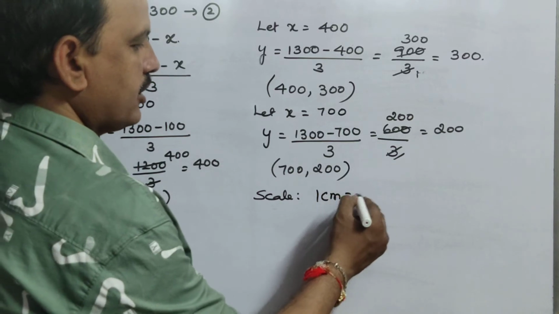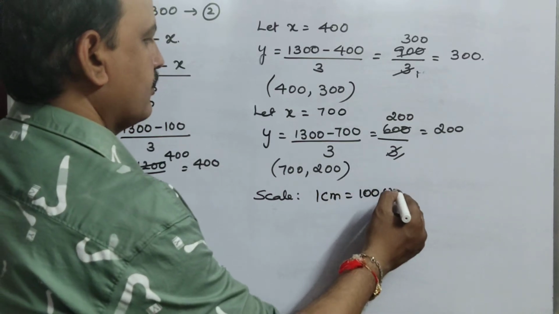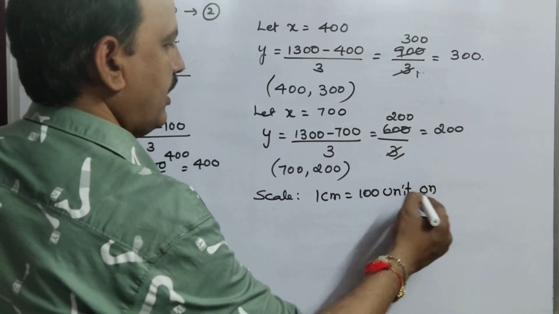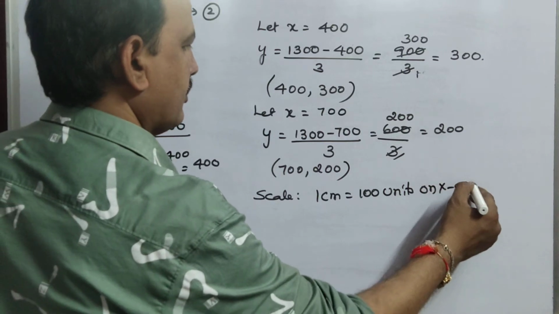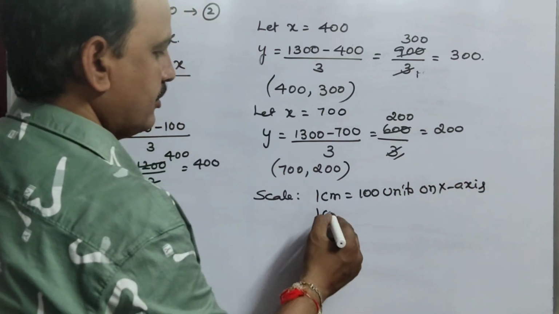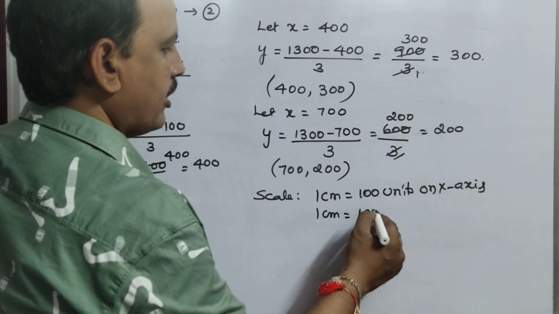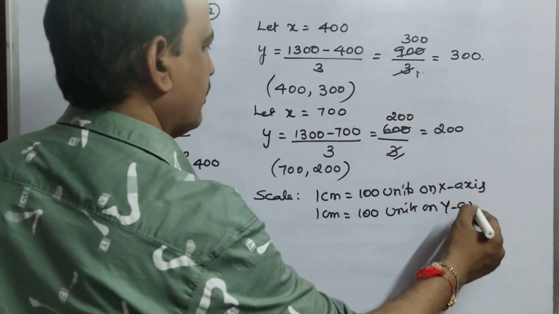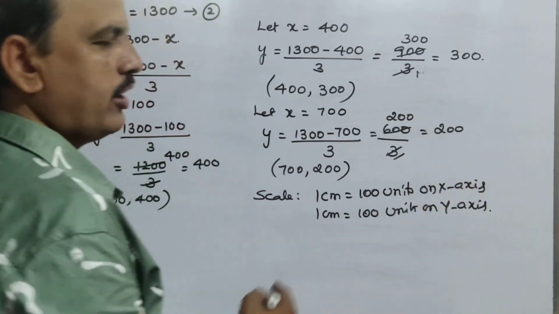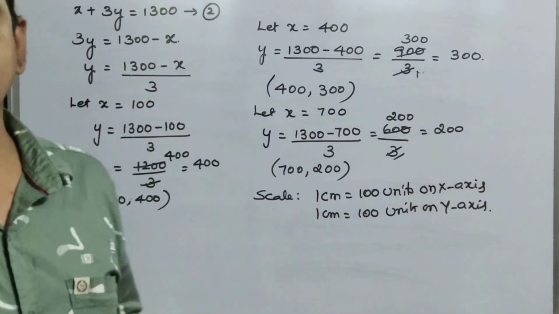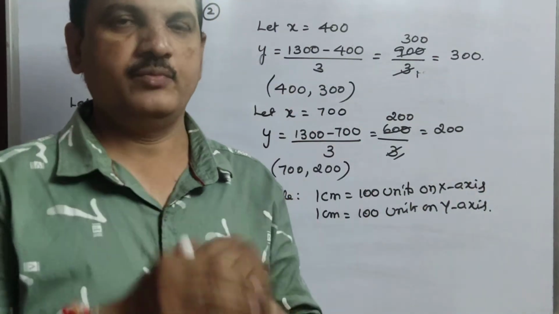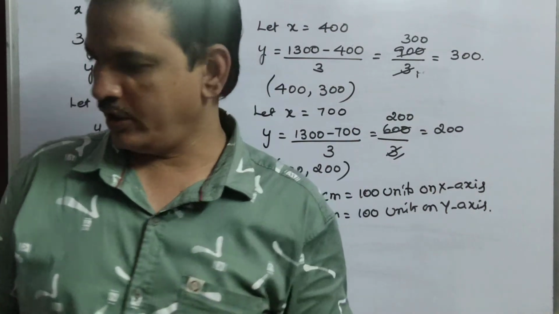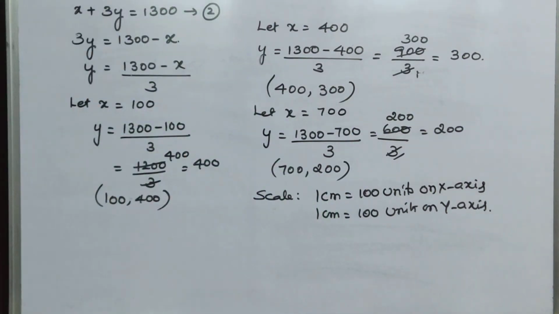You can take the scale 1 centimeter equals 100 units on the x-axis. Same, you can write 1 centimeter equals 100 units on the y-axis. This is what you have to write at the top of the graph paper, on the graph page. Okay, look here, children.